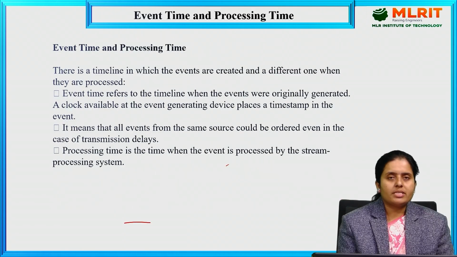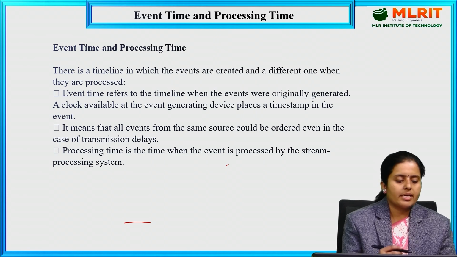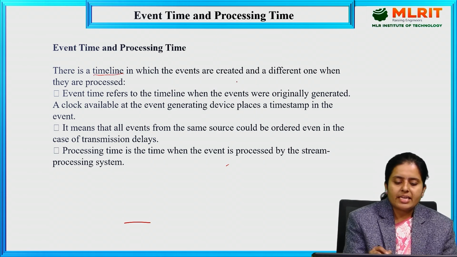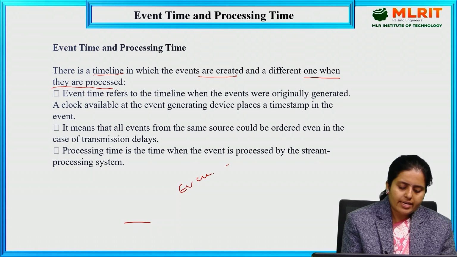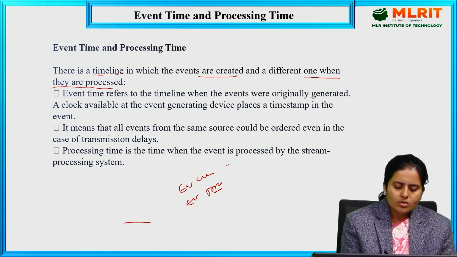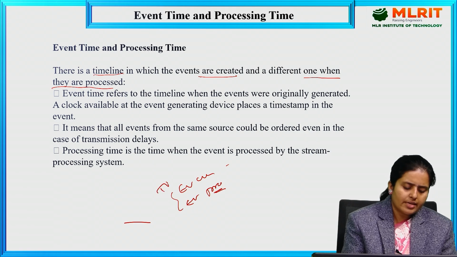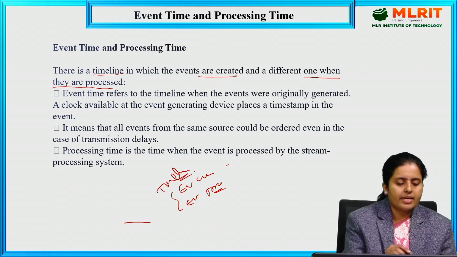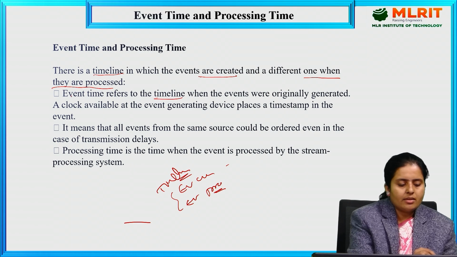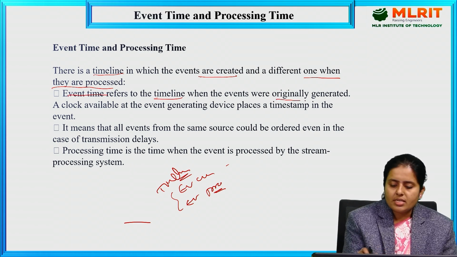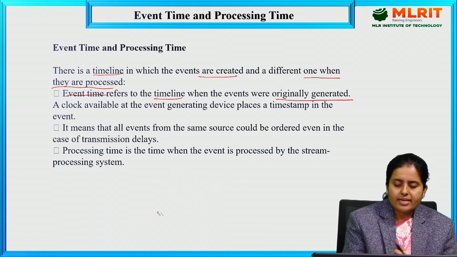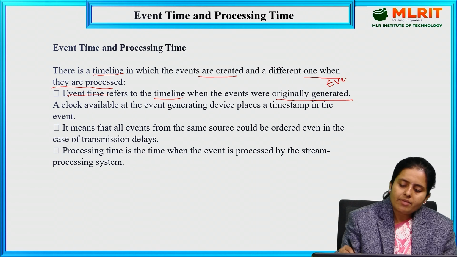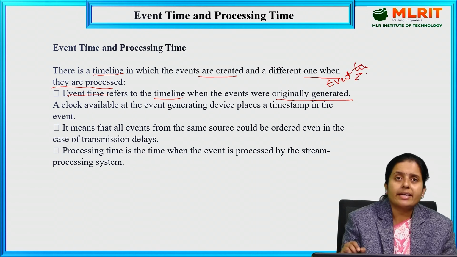Now we are going to discuss what event time is and what processing time is. There is a timeline in which the events are created and a different one when they are processed. There is a time gap between when the event is created and when the event is processed, which we can call a timeline. Event time refers to the timeline when the events were originally generated. The time at which the event is generated is what we call event time.